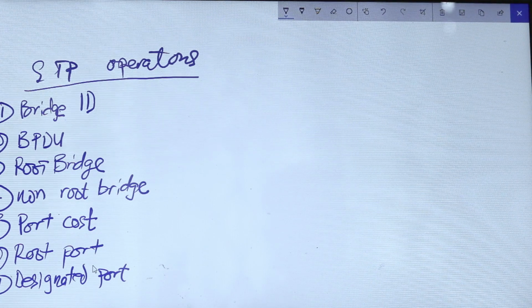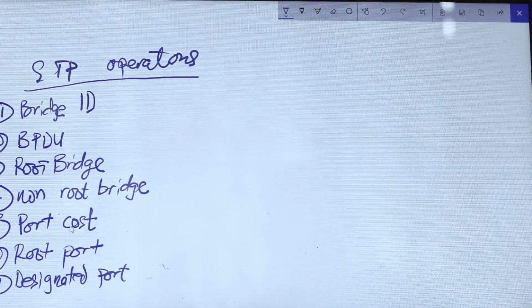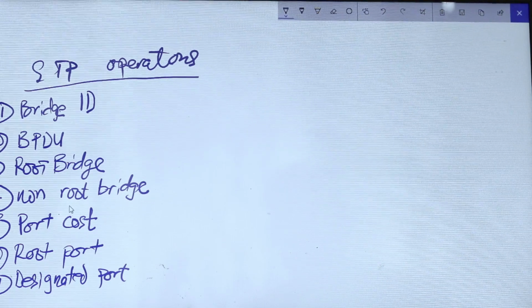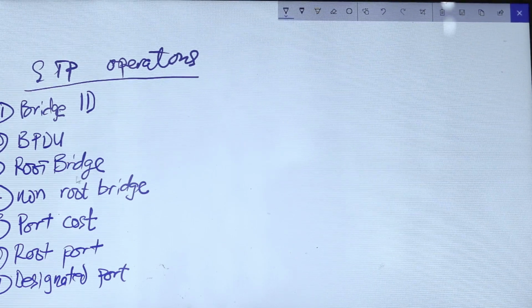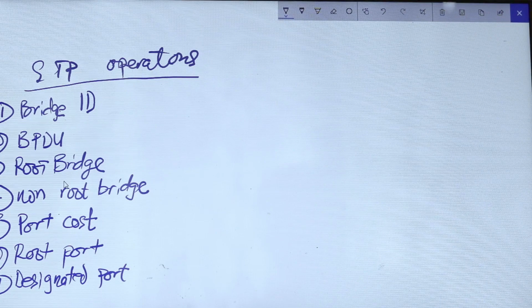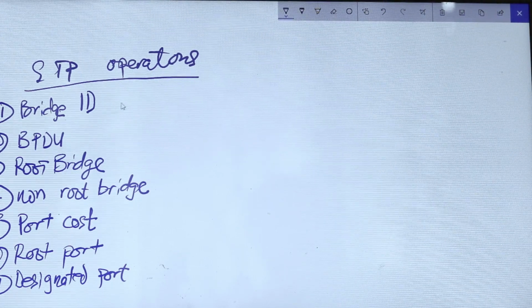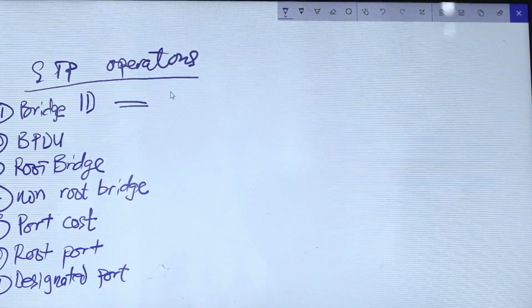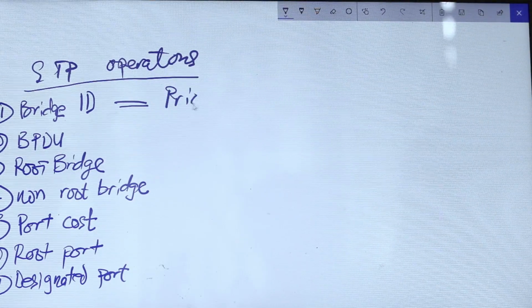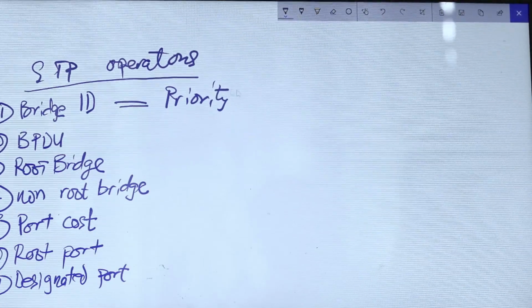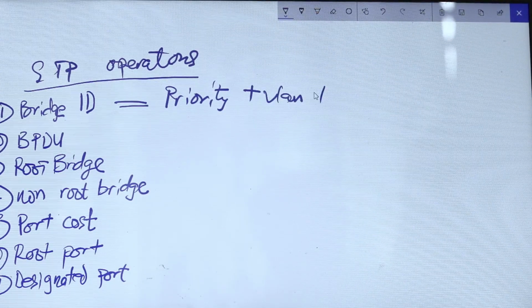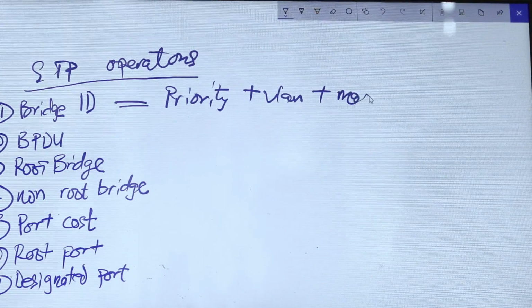So bridge ID, we are going to use the terms interchangeably. If you hear bridge, it's the same as switch. Okay, so keep it in mind. So you can also say switch ID. All right. Bridge ID is the priority plus VLAN plus MAC address.